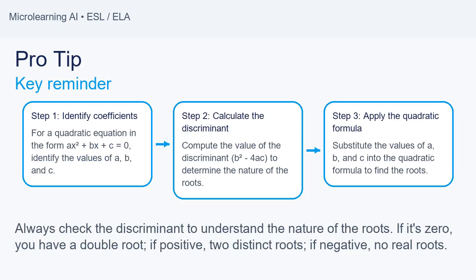Pro tip. Always check the discriminant to understand the nature of the roots. If it's 0, you have a double root. If positive, two distinct roots. If negative, no real roots.